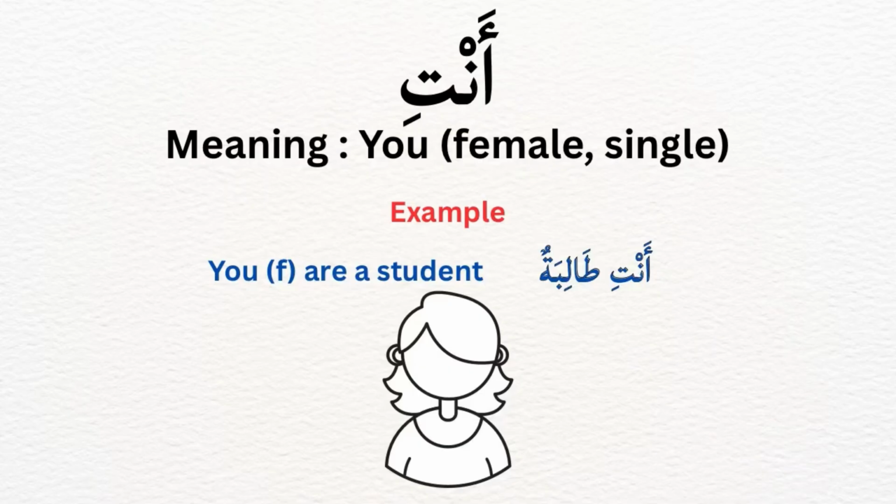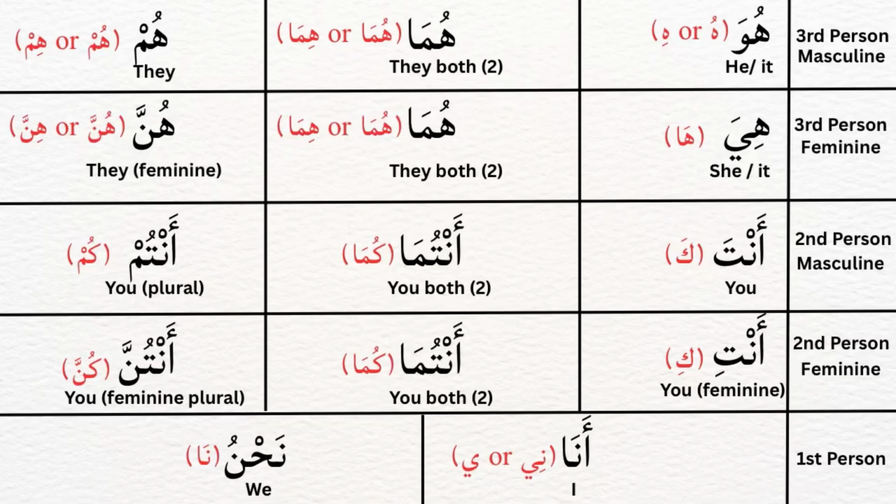For example, you are a student. Anti talibatun means you are a student. Another example, you are a believer. Anti mu'minatun.